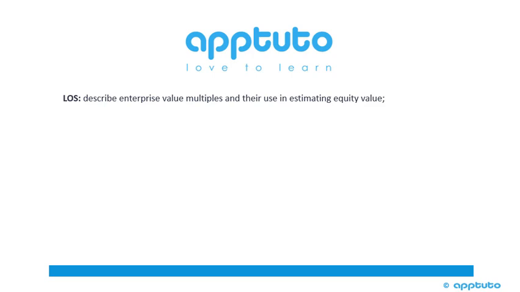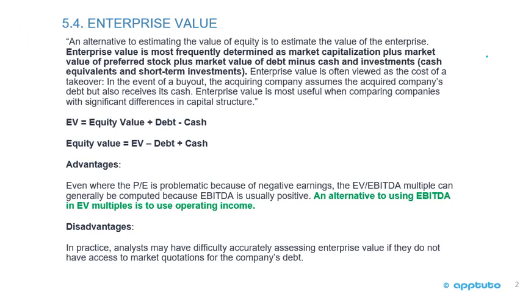This LOS is describe enterprise value multiples and their use in estimating equity value. Enterprise value. An alternative to estimating the value of equity is to estimate the value of the enterprise. Enterprise value is most frequently determined as market capitalization plus market value of preferred stock plus market value of debt minus cash and investments, cash equivalents and short-term investments.